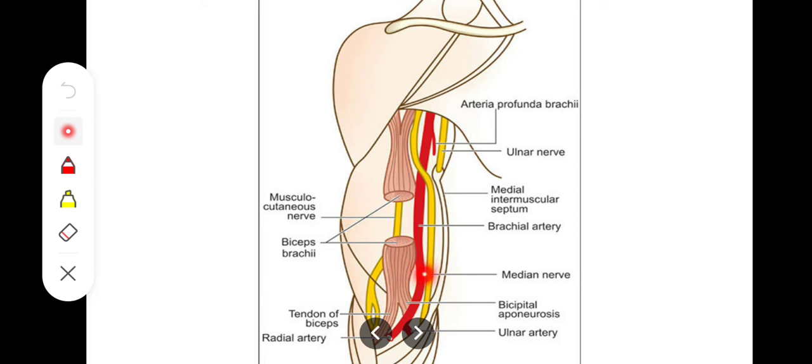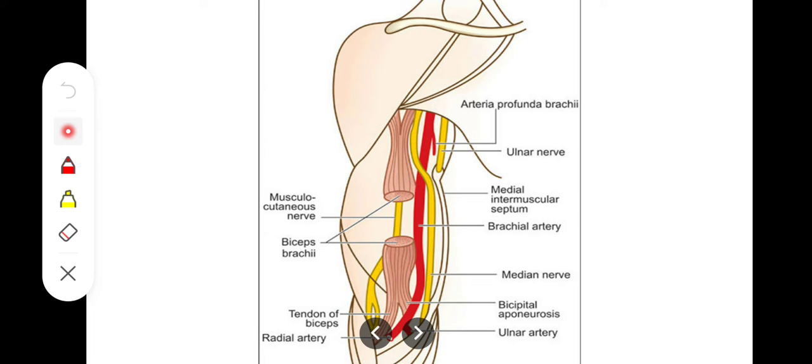And then in the lower part of the arm, that is at the level of cubital fossa, this artery is covered by the aponeurosis of the biceps brachii muscle. So the anterior relations are the median nerve and the bicipital aponeurosis.